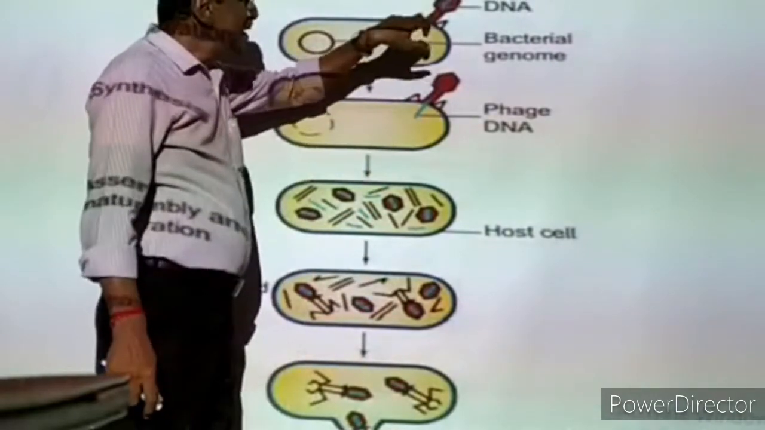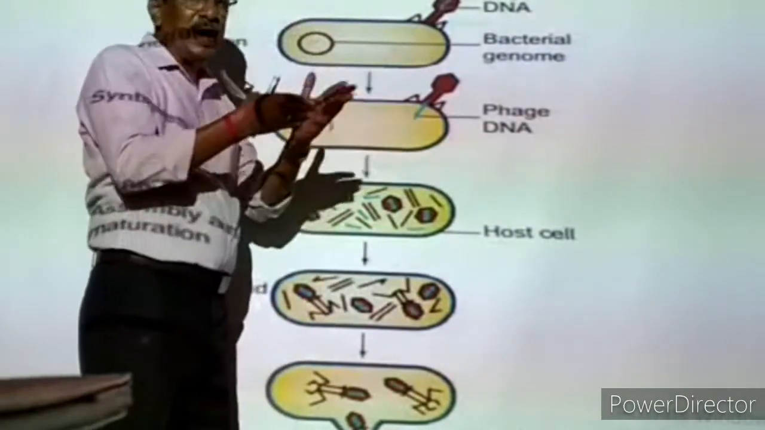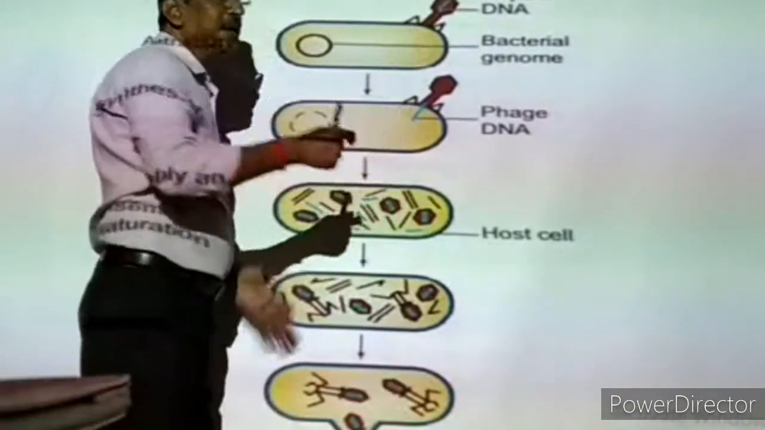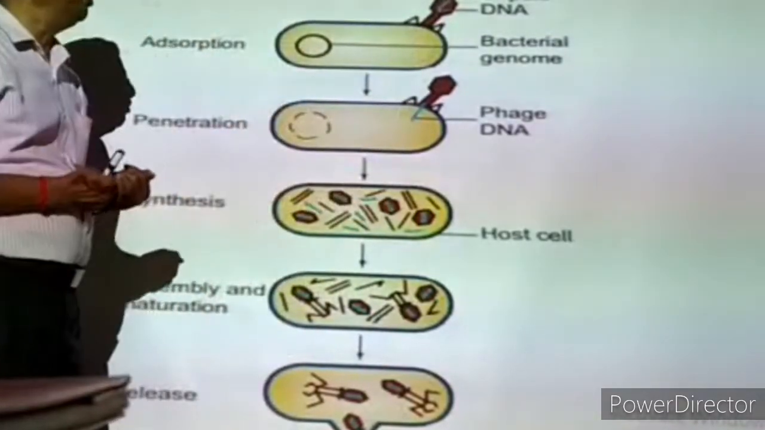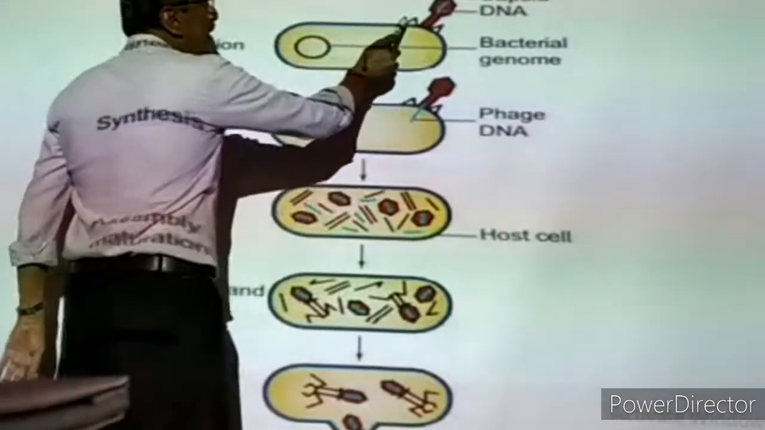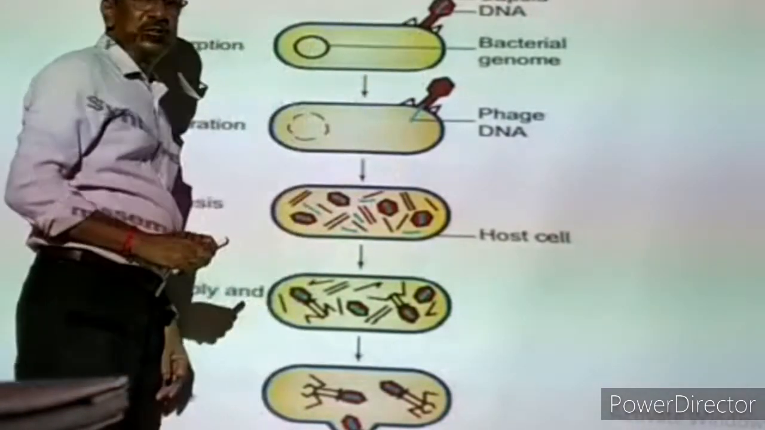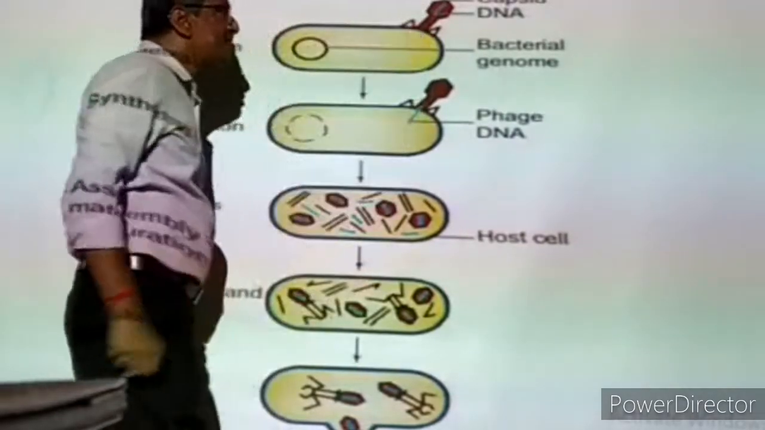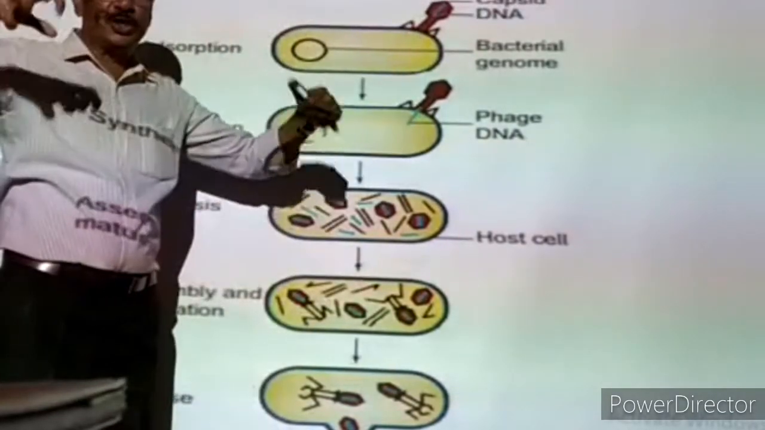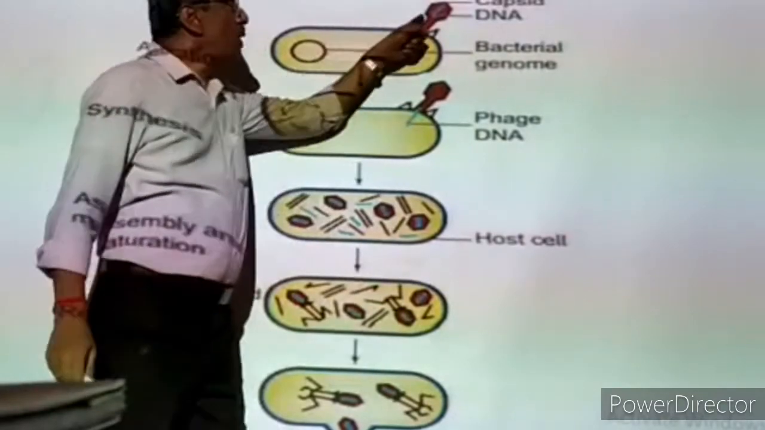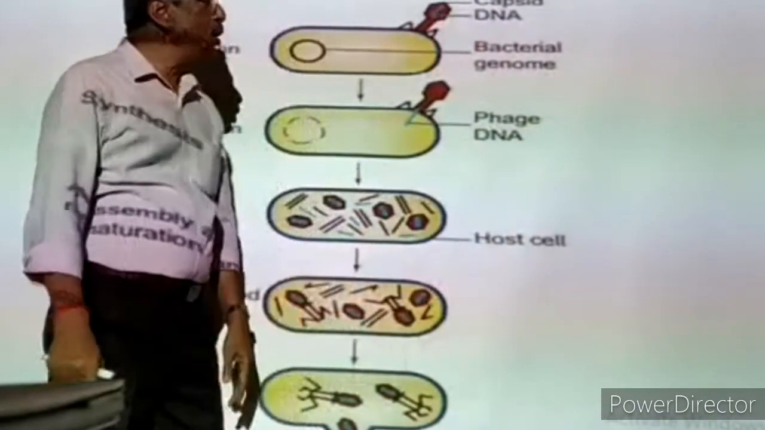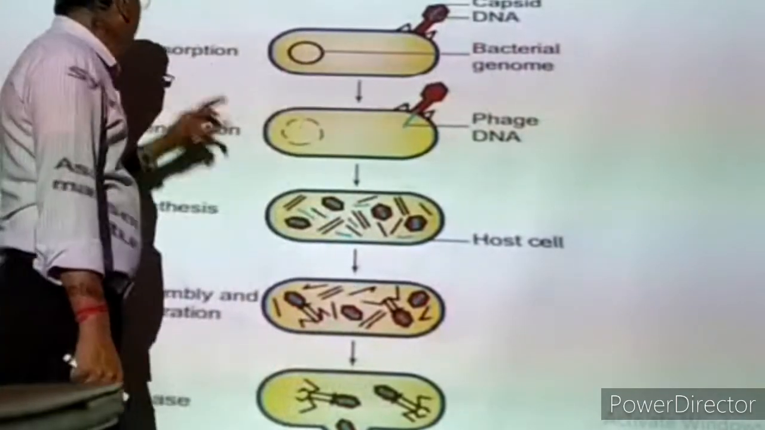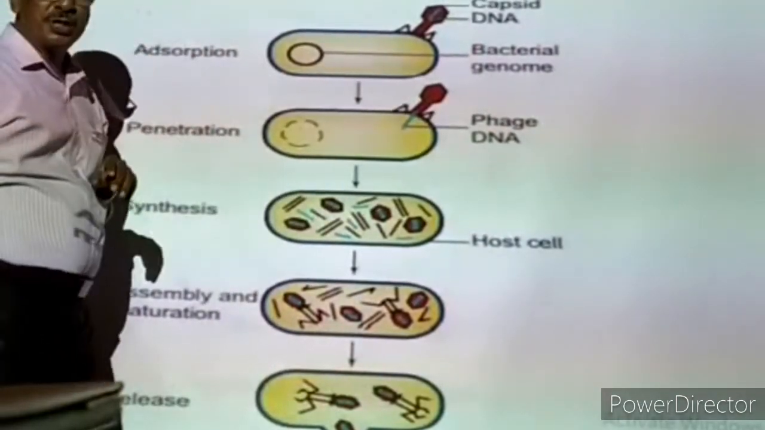At the time when the virus is having contact with the bacterial cell, always the basal plate will be touching the wall of the bacterial cell. Then the basal fibers, tail fibers, tail filaments are holding the outer surface of the bacterial cell very strongly, so that the virus cannot be separated from the wall of the bacterial cell. Now this attachment is called adsorption.